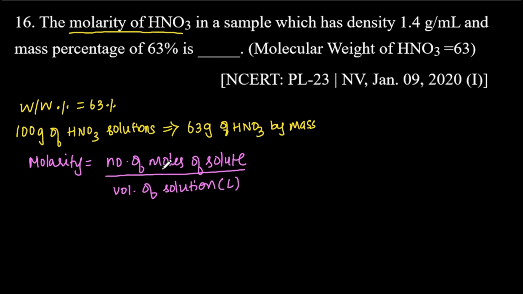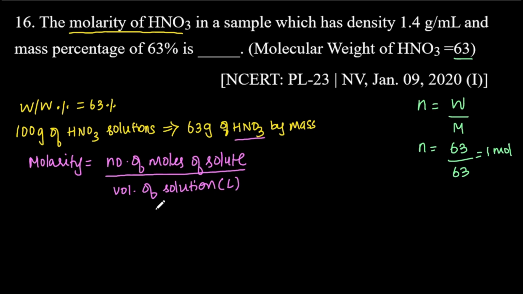So the numerator is the number of moles of solute. Here the solute is HNO3. We know the formula of number of moles. Number of moles is equal to given mass by molar mass. So the number of moles of HNO3: the given mass of HNO3 from this question is 63, and the molar mass of HNO3 is also 63. So 63 divided by 63 will give 1 mole. So the numerator is 1 mole.